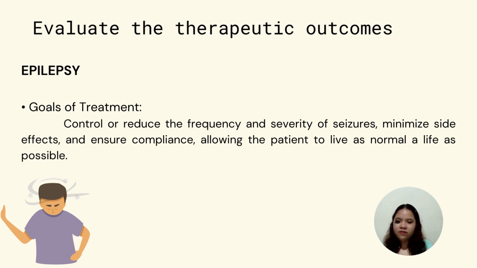The goals of treatment of epilepsy: control or reduce the frequency and severity of seizures, minimize side effects, and ensure compliance, allowing the patient to live as normal a life as possible. Complete suppression of seizures must be balanced against tolerability of side effects, and the patient should be involved in defining the balance. Side effects and comorbidities such as anxiety and depression, as well as social issues such as driving, job security, relationships, and social stigma, have significant impact on quality of life.